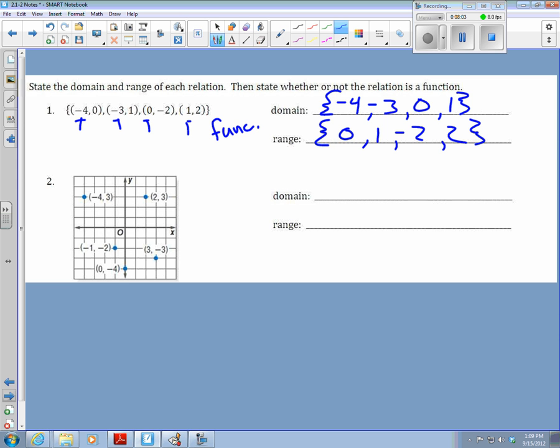This particular one, it's a graph. You can still list the domain and range. I'll do the domain first here, the x values. I got -4, -1, and 0. And then we also have here 2 and 3. Now, none of my x values repeat. This is a function.